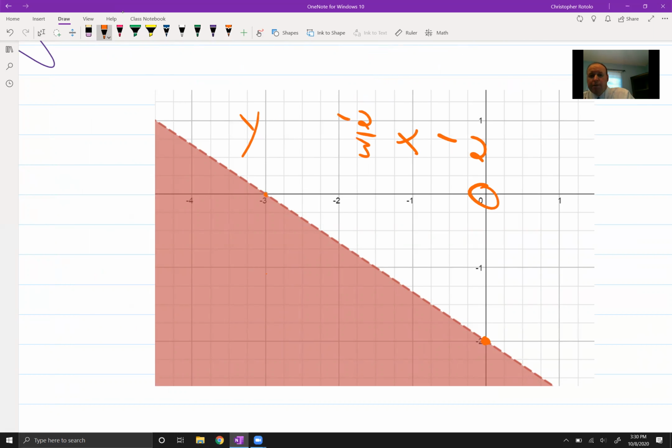And I want (0, 0) to be false. So that means when I compare 0, this term goes to 0. So I'm going to compare 0 and negative 2. Well, 0 is actually greater than negative 2, but I need to make a false statement. So I'm going to say that 0 is less than negative 2 to finish out my inequality.